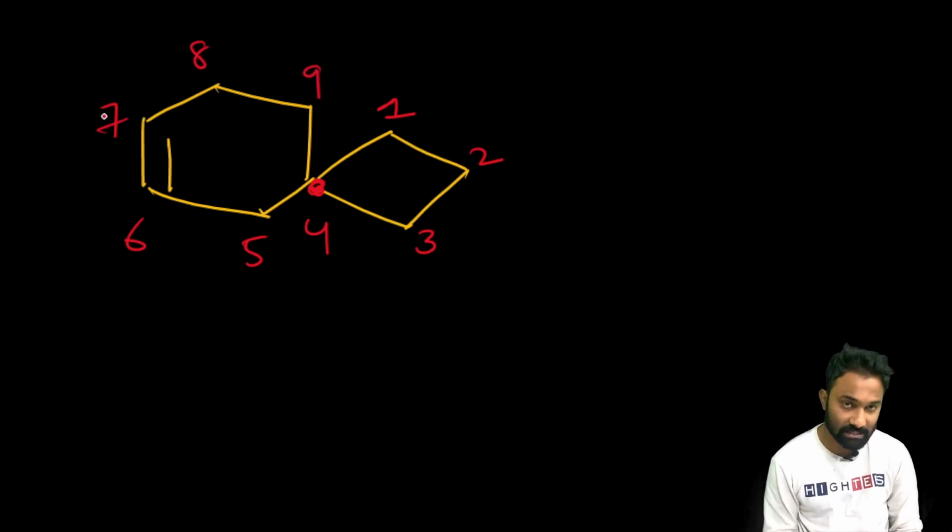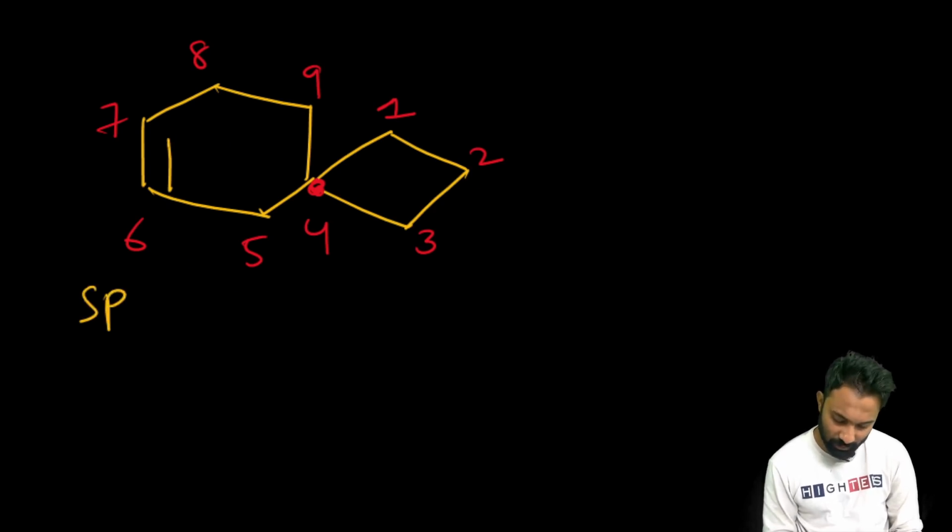Here it is getting the 6 and 7 least number. Now this is the correct numbering for this compound. Then how to write the IUPAC name for this compound? Here this is a double bonded carbon, right? Ene, right? There is no substituent.